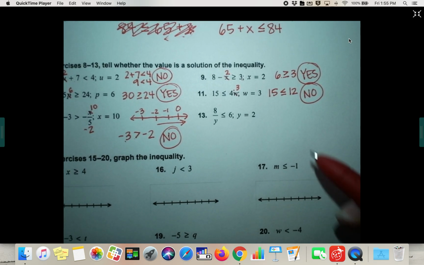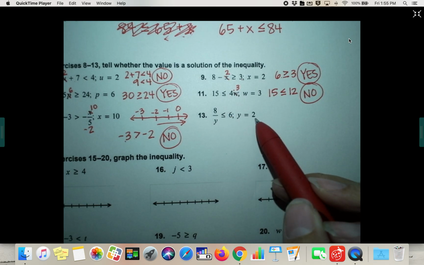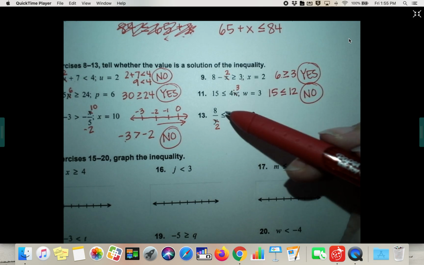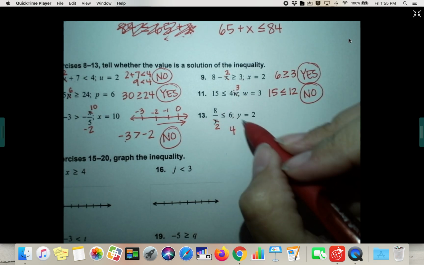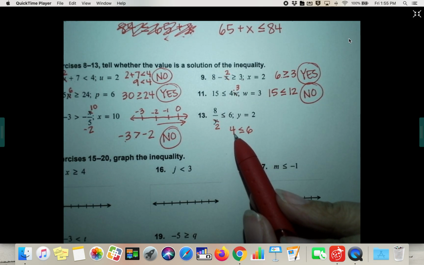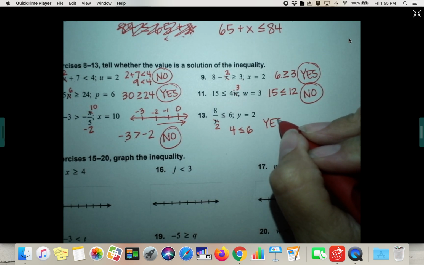All right, last one of these. 8 divided by y is less than or equal to 6 when y is 2. So y is 2. Let's go ahead and do the math. That is 8 divided by 2. 8 divided by 2 is 4. Is less than or equal to 6. 4 is definitely less than 6. So this is a yes.